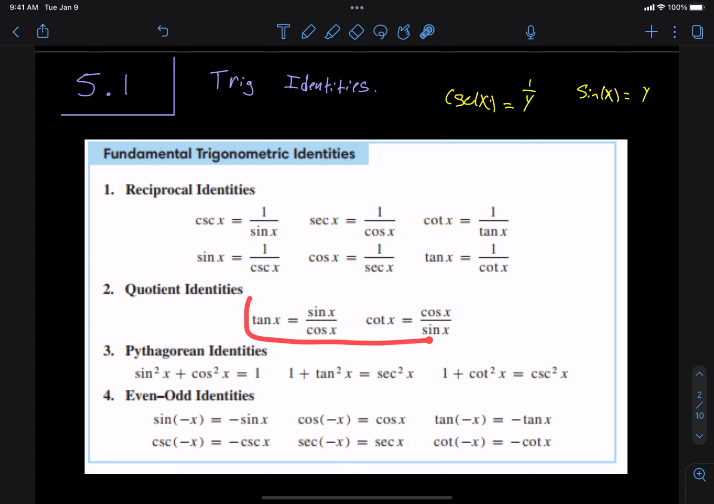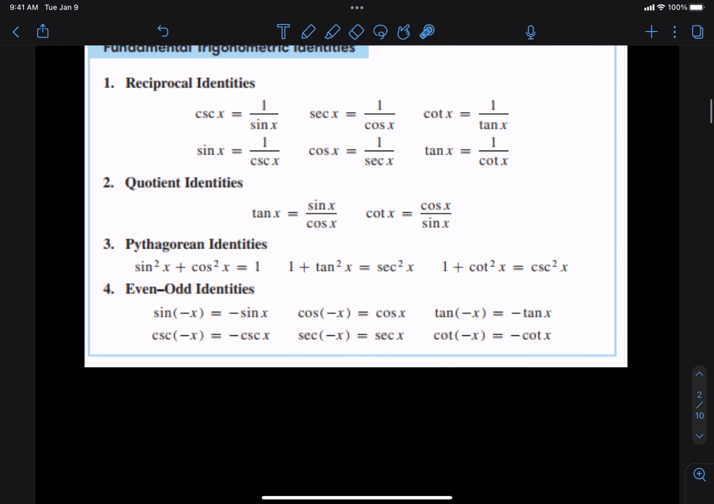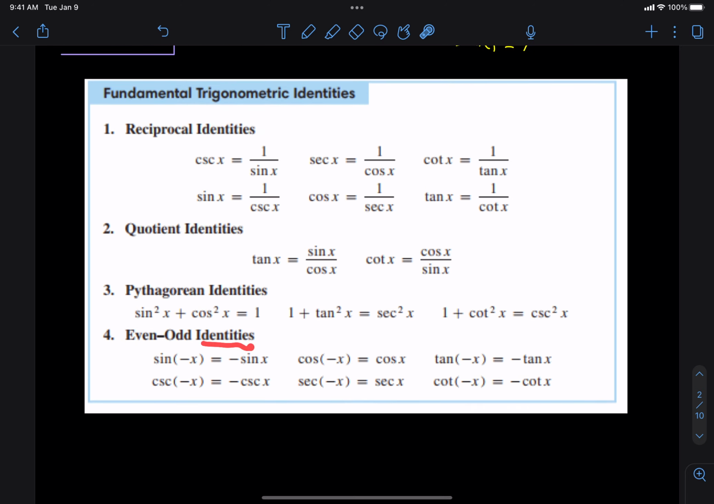Then we have the quotient identities, just how to write tangent and cotangent in terms of sine and cosine. And the Pythagorean identities. These ones are coming from those three triangles that we can draw, which we did way back in the day. And then we have the even and odd identities. I don't even know if I would call this an identity so much as a property of the function. Sine is an odd function. Cosine is an even function. Tangent is an odd function. And so all of the reciprocals will also have the same even or oddness.